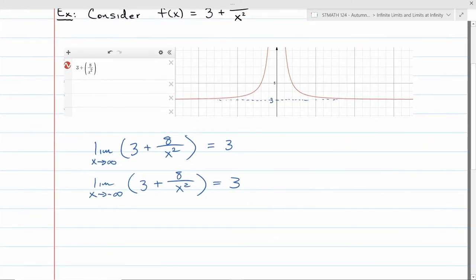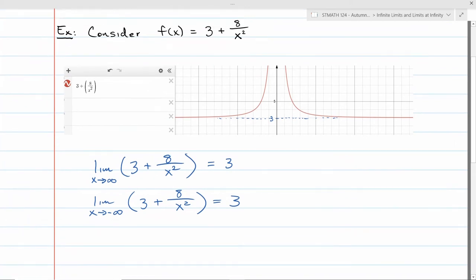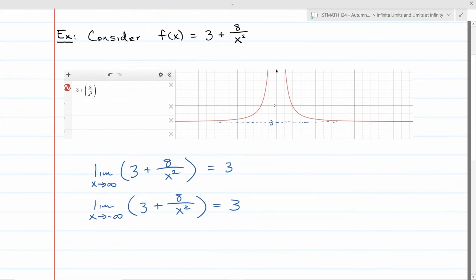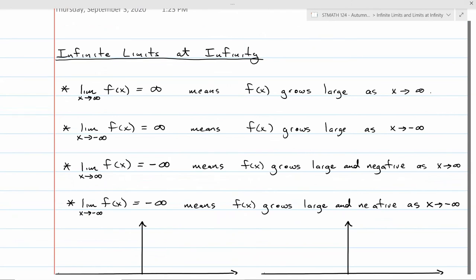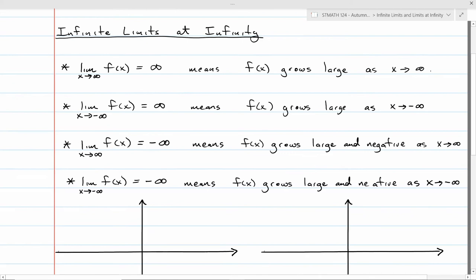So hopefully you have a good sense of graphically what it means to talk about a limit at infinity. It just means what's it doing on the extreme far right side of the graph, and what's it doing on the extreme left side of the graph. And then to mix the two concepts that we've spoken about, infinite limits and limits at infinity, you can have both of those things happening at the same time. You can have an infinite limit that happens at infinity. In other words, as x goes to infinity, the function can go to infinity. In fact, that's pretty normal.